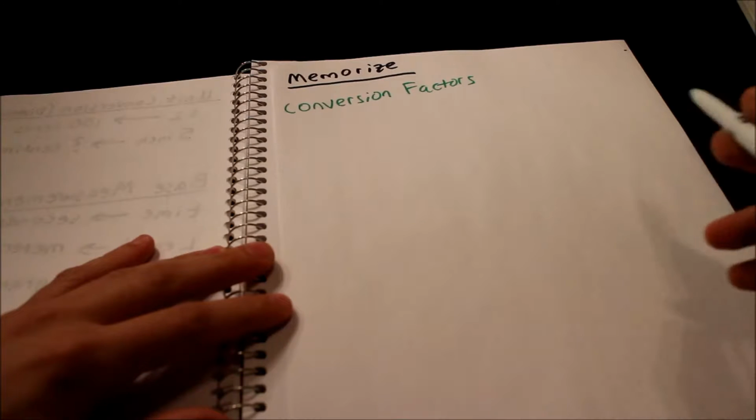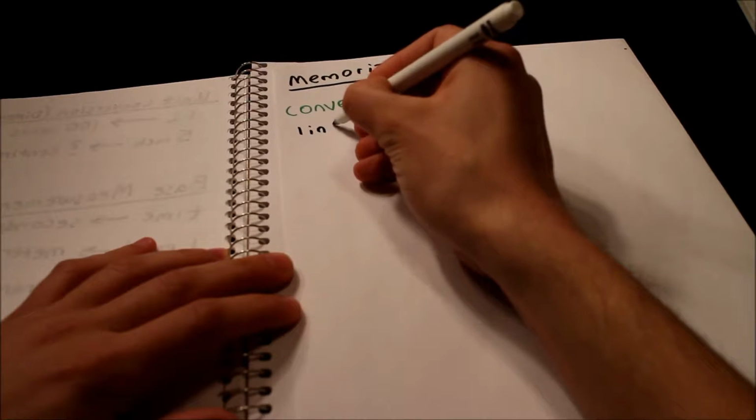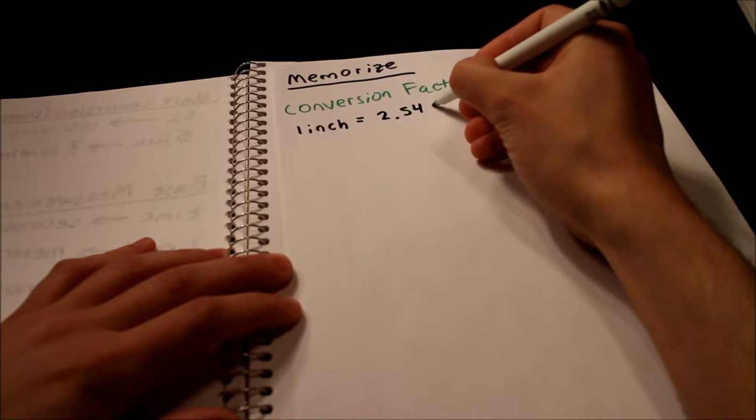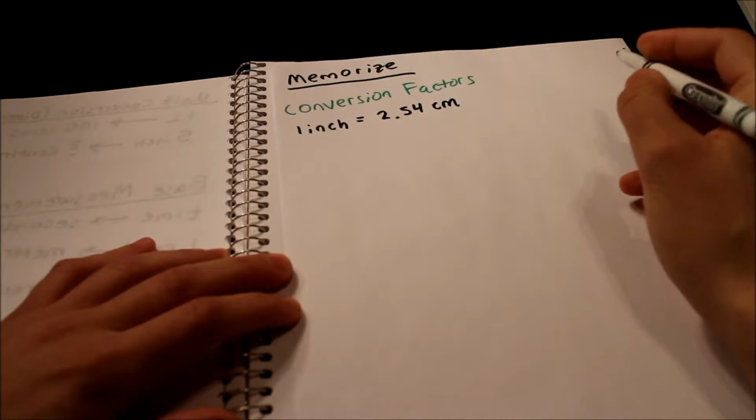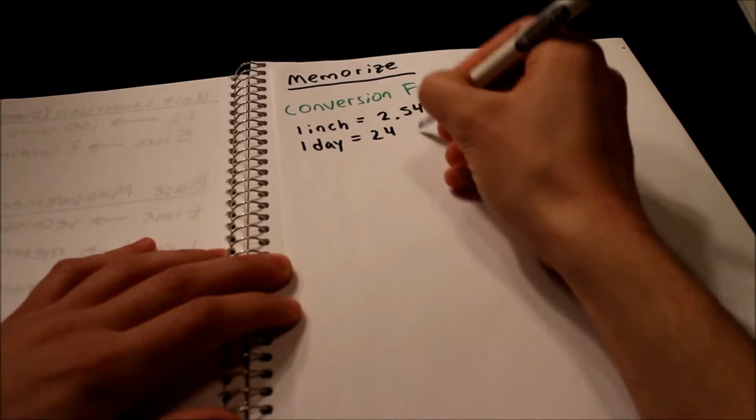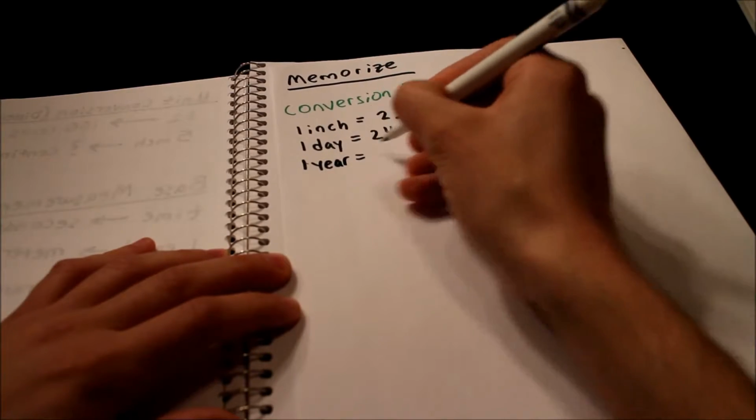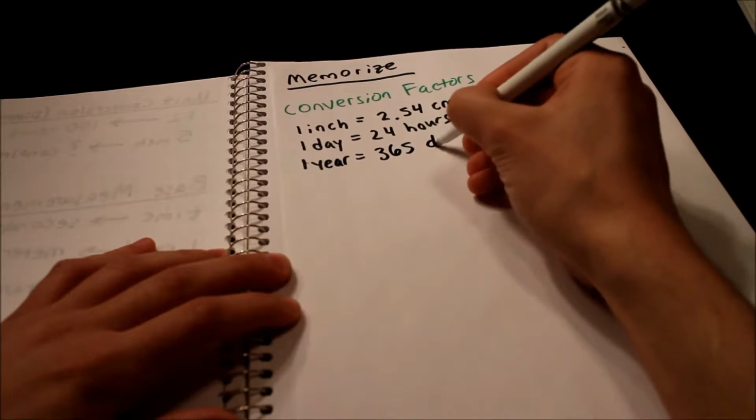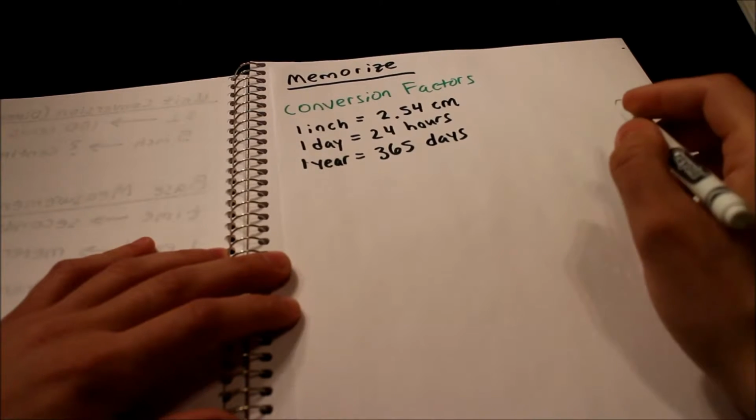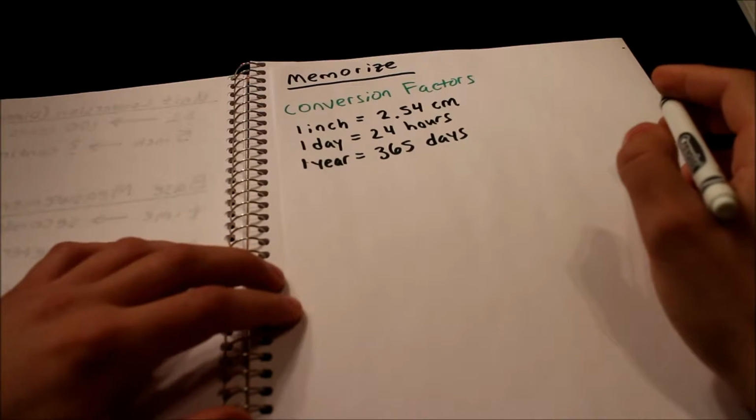So let's see, we've already done the $1 is 100 pennies. Here's one I love: 1 inch is the same thing as 2.54 centimeters. That's a really big one. Some of these are pretty common sense, like 1 day equals 24 hours. I think everybody knows that one. 1 year is 365 days. And I think that's all the ones I have for this video. So those are the conversion factors.